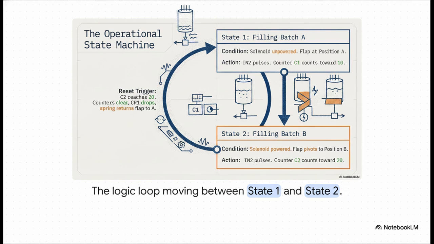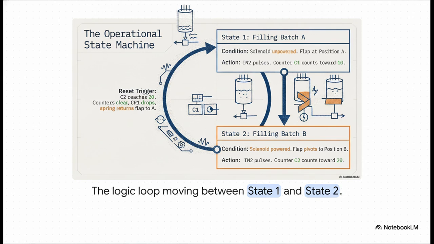The solenoid is unpowered, the flap is sitting at position A, and the IN2 pulses make counter C1 count right up toward 10. When C1 reaches 10, boom, it hits a transition trigger. Output CR1 energizes, pivoting the flap and throwing us directly into state 2 to fill batch B. Now, IN2 pulses make counter C2 count toward 20. When C2 hits 20, it triggers a system reset.